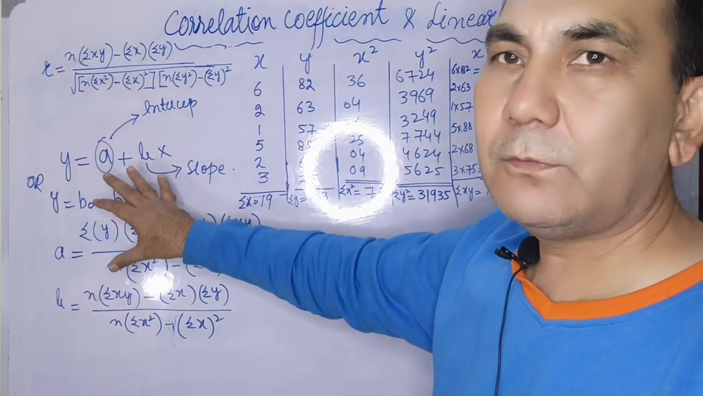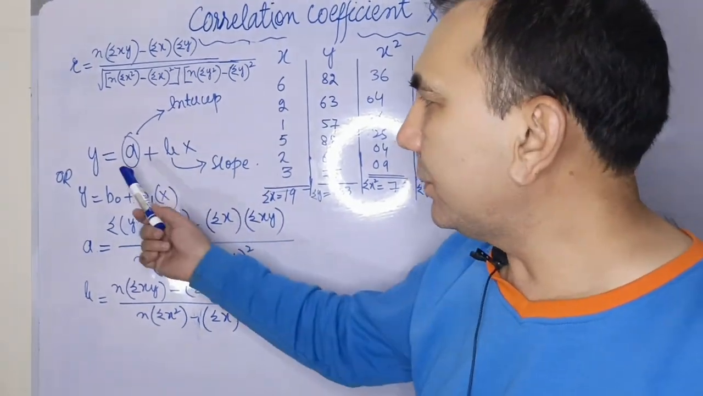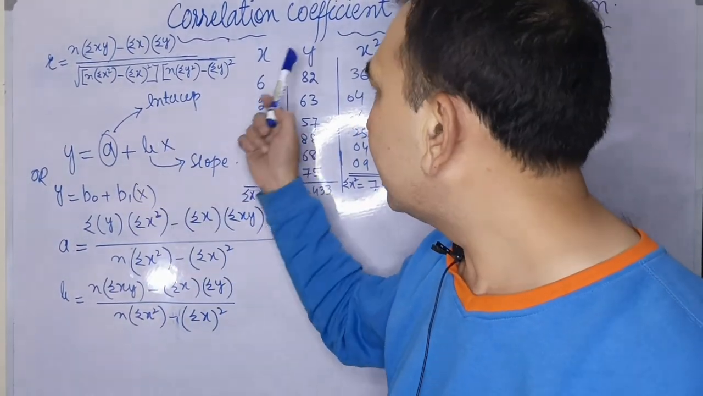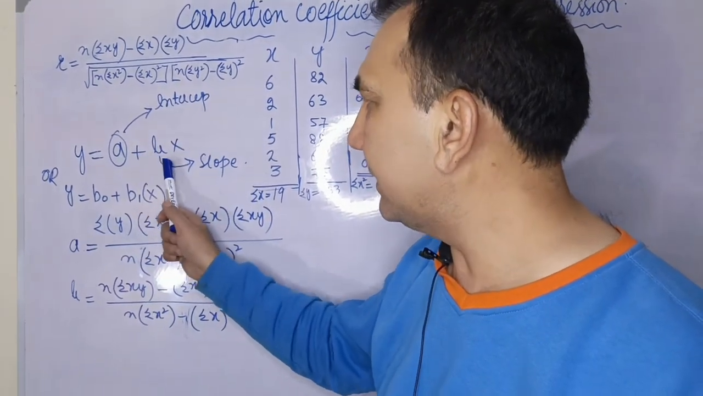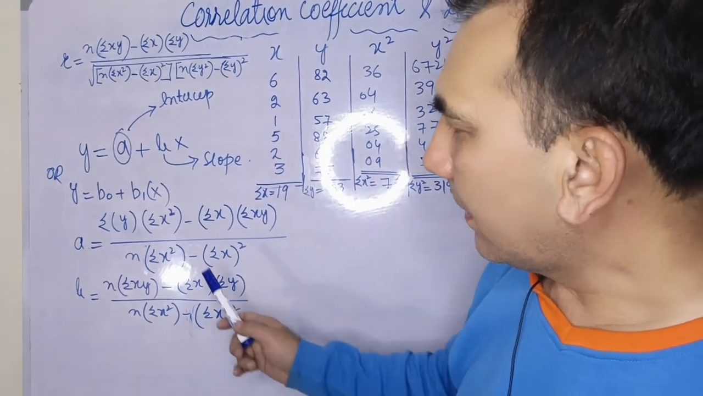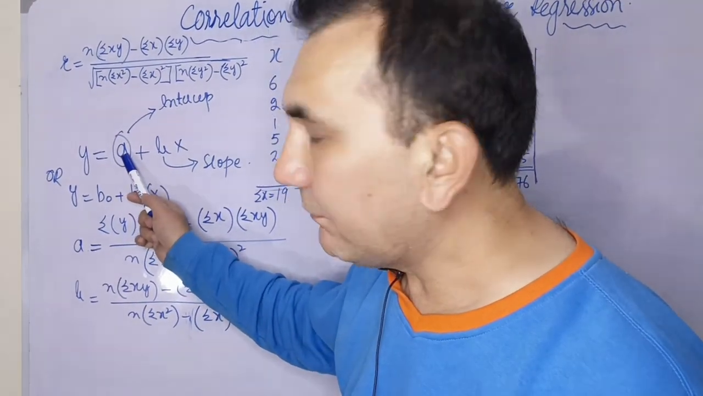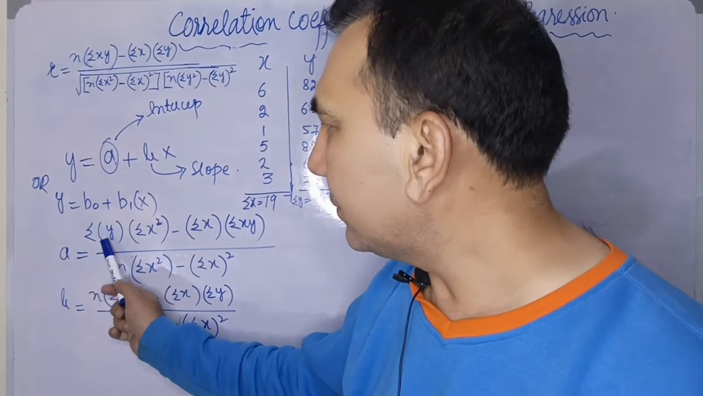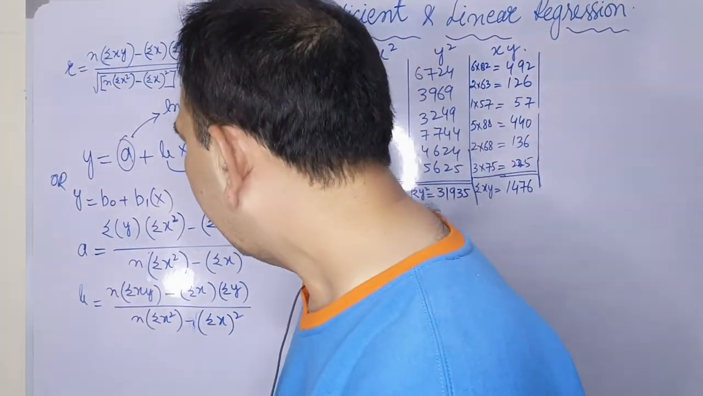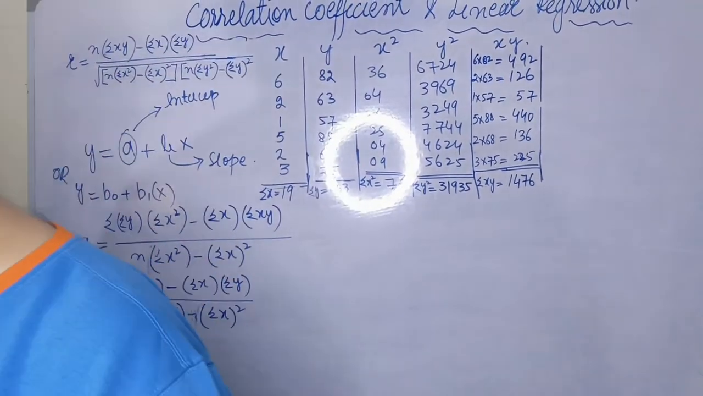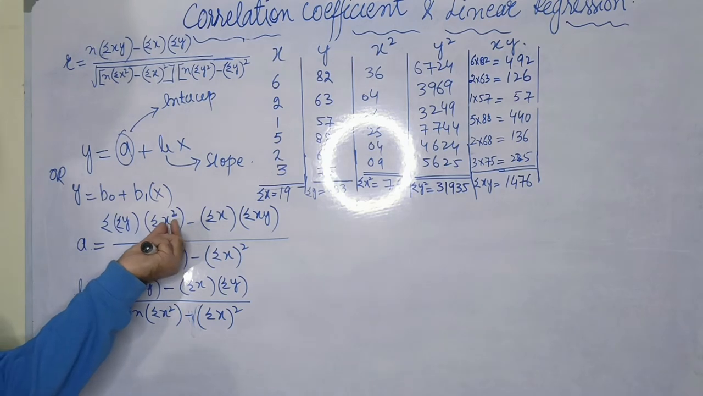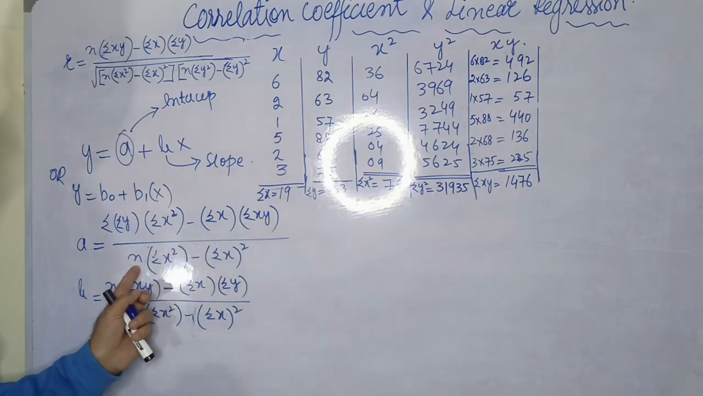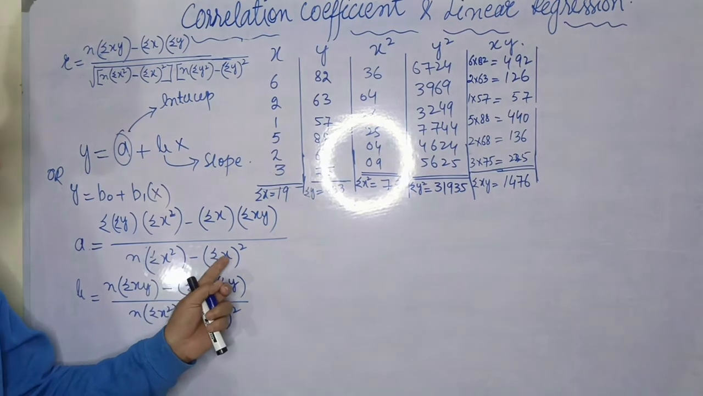Let's go and solve the linear equation. As I told you, Y is equal to A plus BX. Y is the dependent variable, which is the score, A is the intercept, B is the slope, and X is the X value. To solve for the value of A in the linear equation, there is another formula. A is equal to the sum of the Y multiplied by the sum of the X square, minus the sum of the X multiplied by the sum of the XY, and divided by n times the sum of the x square minus the sum of the x whole square.